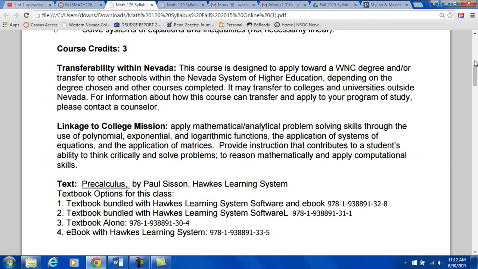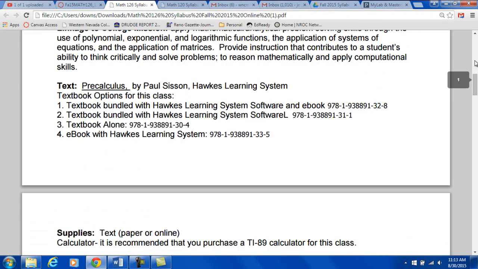The linkage to college mission: apply mathematical, analytical, problem-solving skills through the use of polynomial, exponential, and logarithmic functions, the applications of systems of equations, and the application of matrices. Provide instruction that contributes to students' ability to think critically and solve problems, to reason mathematically, and to apply computational skills. Our textbook is Pre-Calculus by Paul Sison.